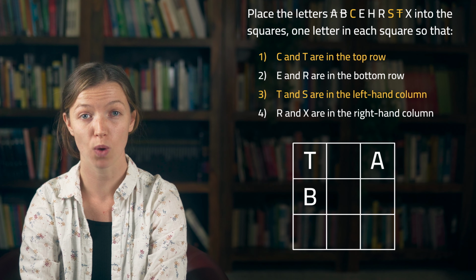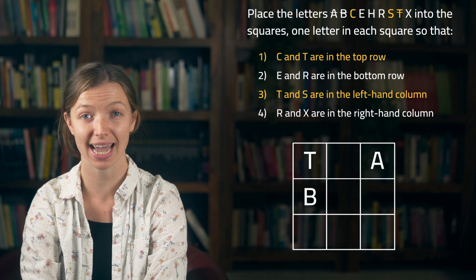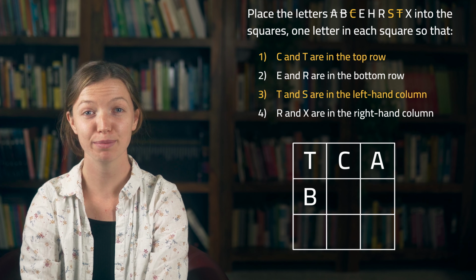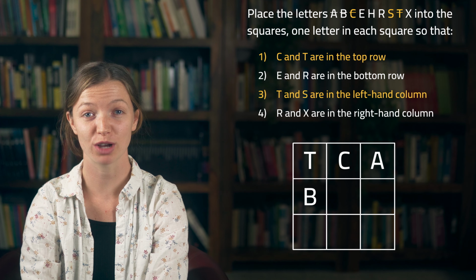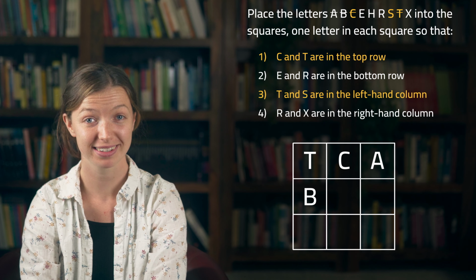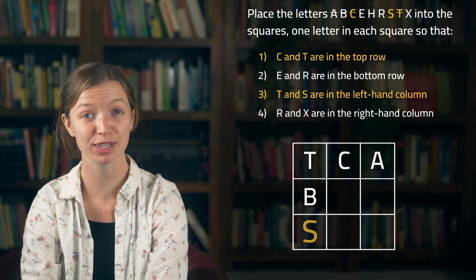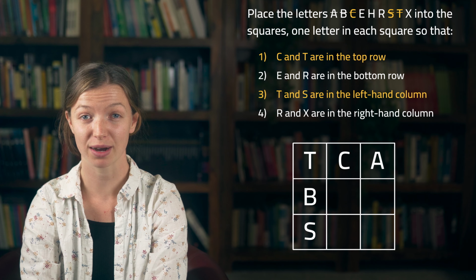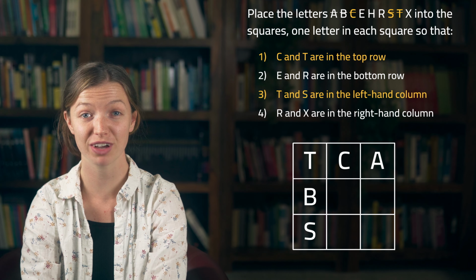We know from statement 1 that the top row contains T and C. Since there's only 1 gap left in the top row, C must go here. Similarly, from statement 3, we know T and S go in the left-hand column. We've just added T to the grid, and with B already given, thank you very much, S must go into the bottom left corner. Our grid is looking pretty full now, and we only have 4 squares left to fill.